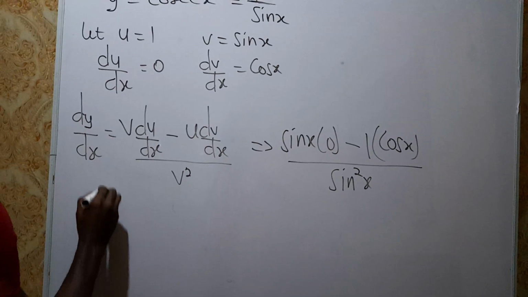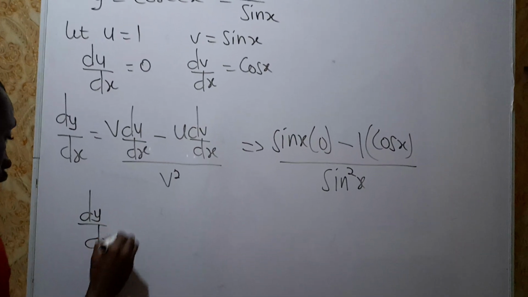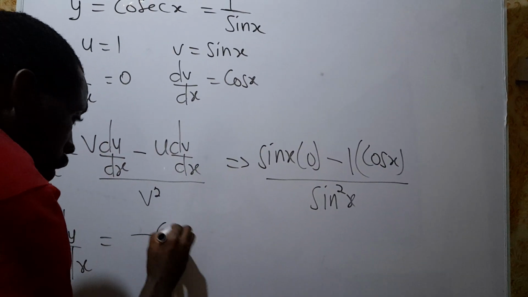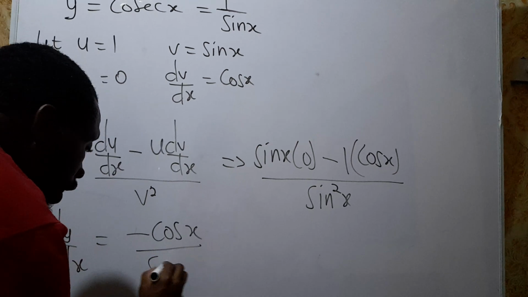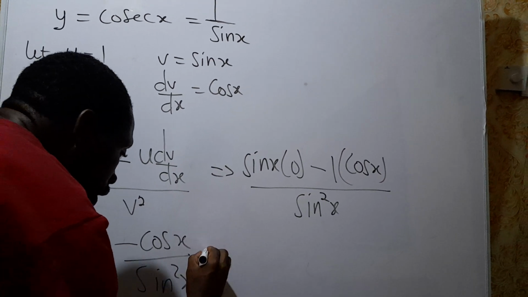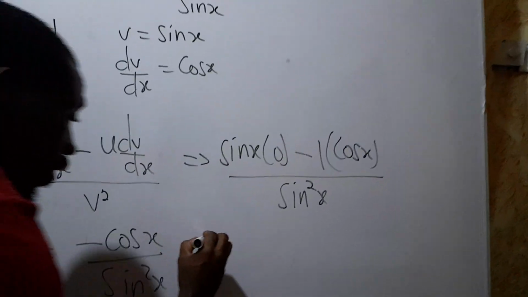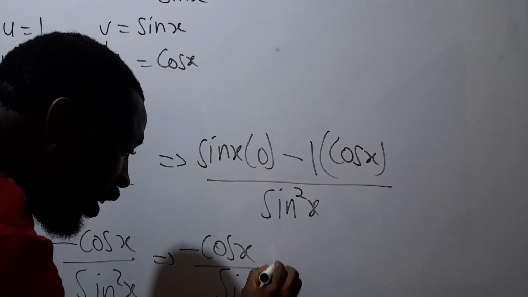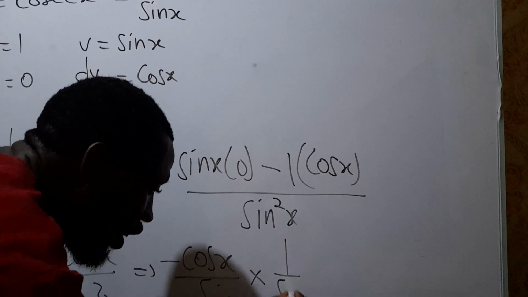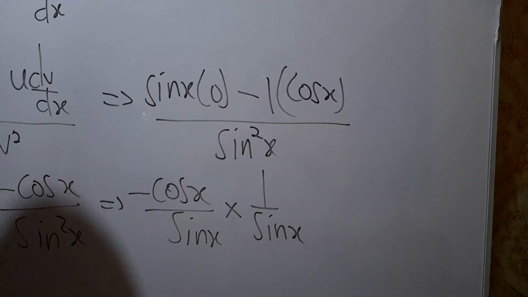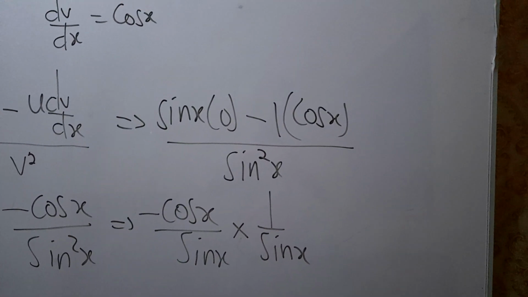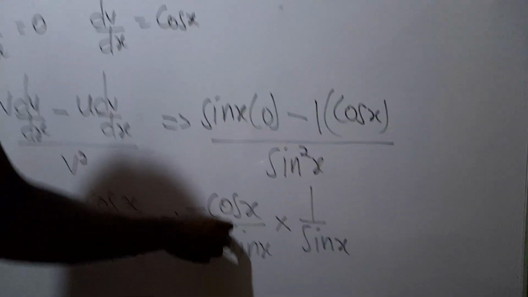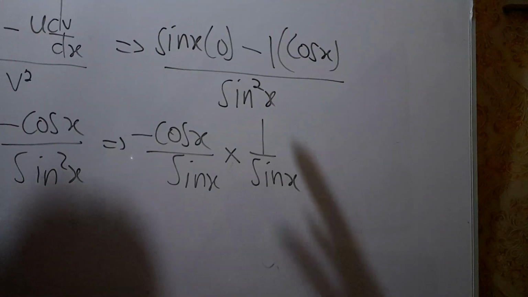So we can say our dy over dx will be equal to sine times 0 is 0, negative 1 times that, which will be negative cos x over sine squared x, which we can rewrite as negative cos x over sine x times 1 over sine x. Remember, sine x over cos x is tan. But since we have cos x over sine x, that will be the inverse of tan.